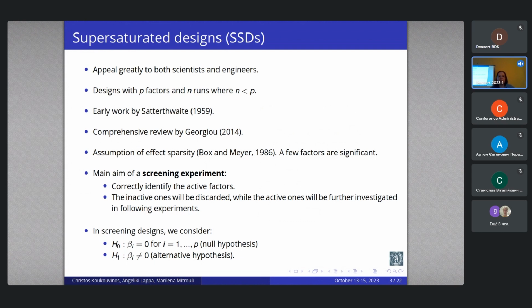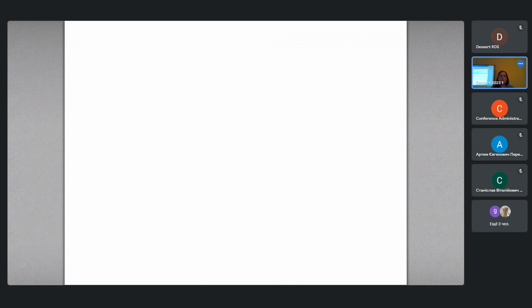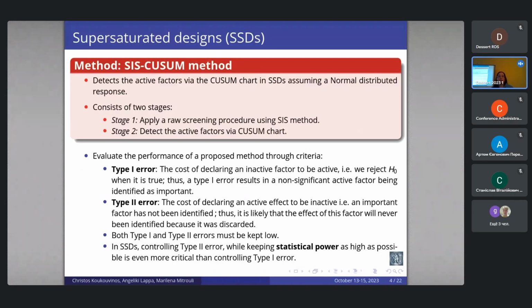The main goal of the screening experiment is to correctly identify the active factors, while the inactive ones will be discarded. During the screening experiments, we consider the null hypothesis as zero versus the alternative hypothesis. The SIS-PURSUIT method, which we're going to see more extensively later, detects active factors via the Cusum chart in SSDs, assuming a normally distributed response. It consists of two stages, where in the first we apply a raw screening procedure using the SIS method, and then we apply the Cusum chart in order to identify the active factors.